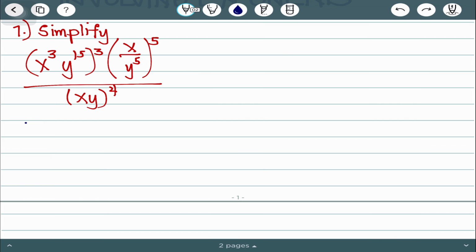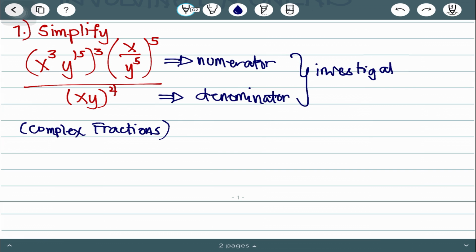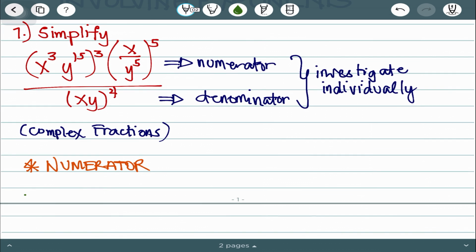When we encounter algebraic expressions that are written in complex fraction form, we will have to investigate the numerator and the denominator separately. So let us first try to simplify the numerator. I will be rewriting this: x cubed y to the 15, quantity cubed, times the quantity of x over y raised to 5, raised to the 5th power.